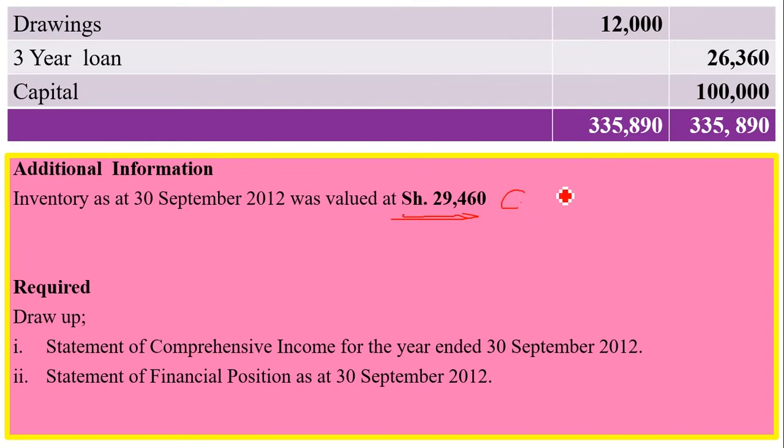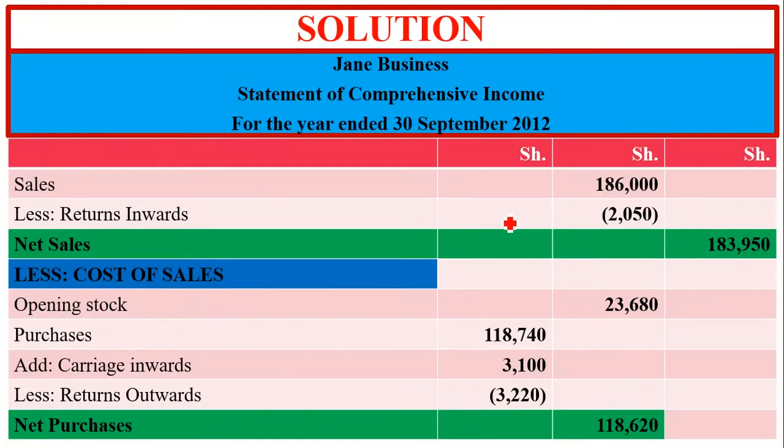And therefore, this is what? The closing stock. So let's go straight to preparation of a statement of comprehensive income, or what you're calling the trading profit and loss account. Start with the title of the business, name of the business, Gen Business, statement of comprehensive income for the year ended. Very important. It's for the entire year, for the year ended September 2012.